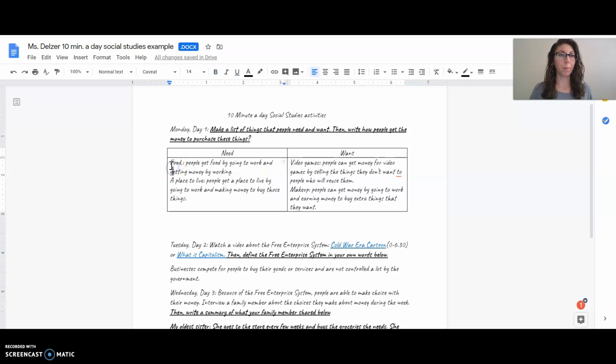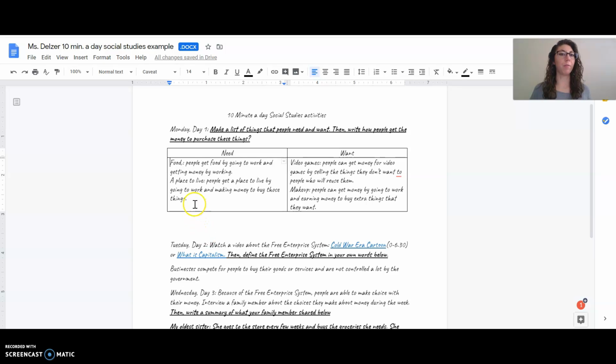So something that people need, an example is food, and people get food by going to work and getting money by working so that then they can get money for food. And another thing that people need is shelter or a place to live. So people get places to live by also going to work and making money to buy those things.